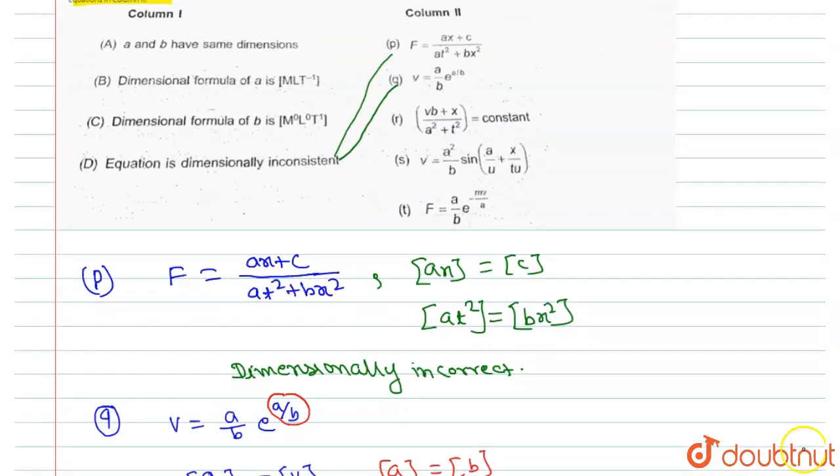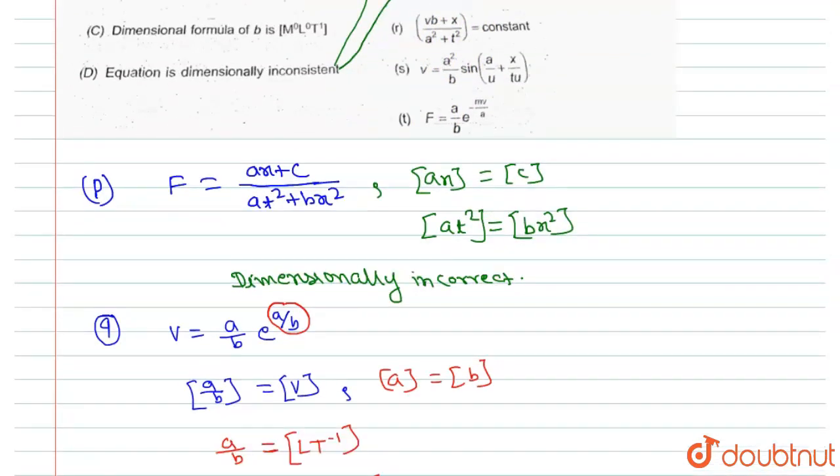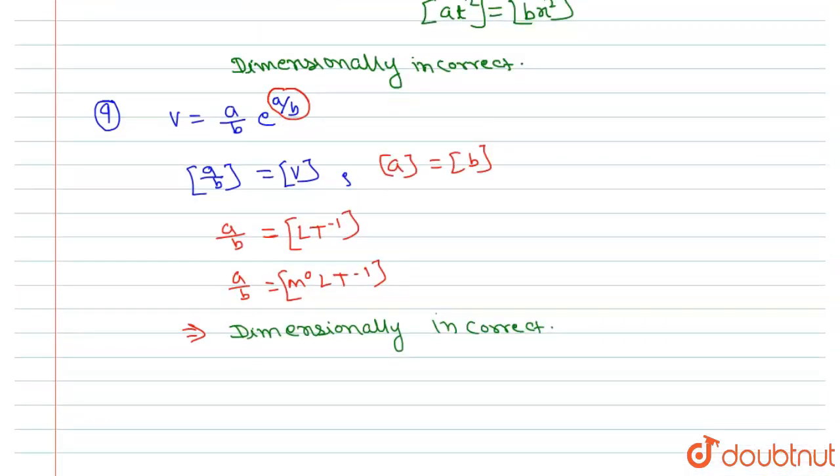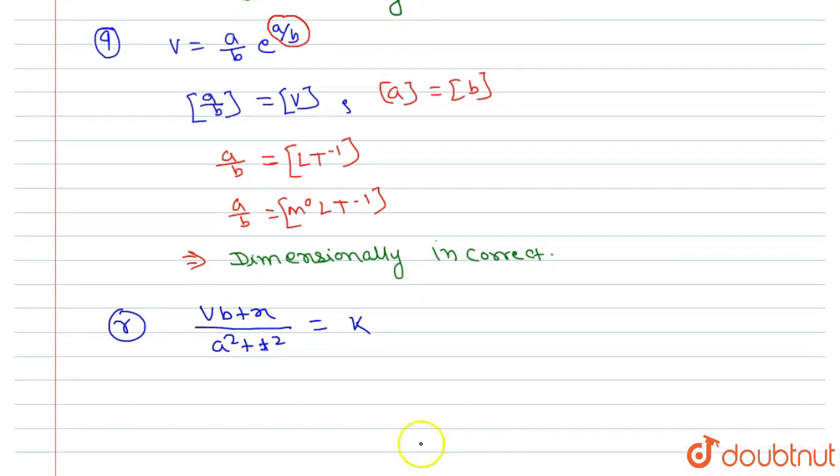The next part, the R part, is given as vb plus x divided by a square plus t square, and this should be equal to a constant. Clear? Now from here we can see that the dimension of vb should be equal to the dimension of x.